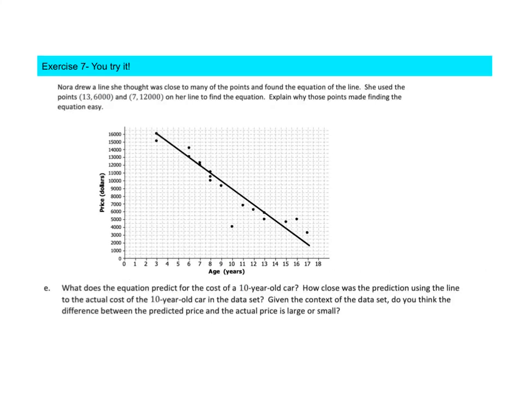So now we're going to use our equation that we had come up with, y equals negative 1,000x plus 19,000, to predict what a 10-year-old car would be on our line. We're going to figure out what the price would be if we used our equation. Remember, our age is our x. So we're looking for a 10-year-old car, so we're changing this x to a 10. Go ahead and solve this and come up with your prediction. Give you a second to do that.